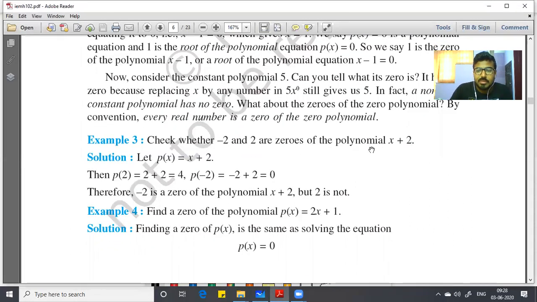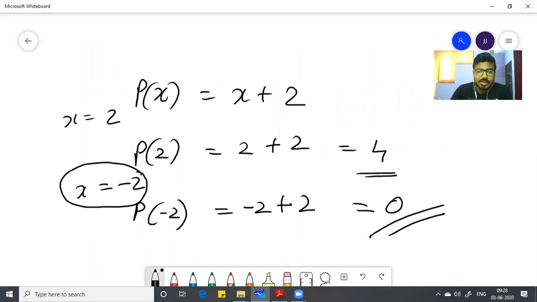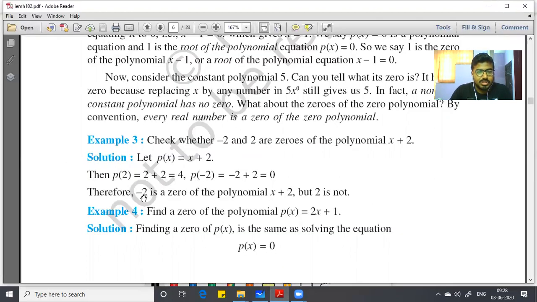Check whether -2 and 2 are zeros of the polynomial x plus 2. You just saw here, x is equal to 2 is not a zero, x is equal to -2 is a zero. You have to write it like that. Here it is written that -2 is a zero of the polynomial x plus 2, but 2 is not. It is not plus 2 but -2. Now let's look at how to find out zeros.